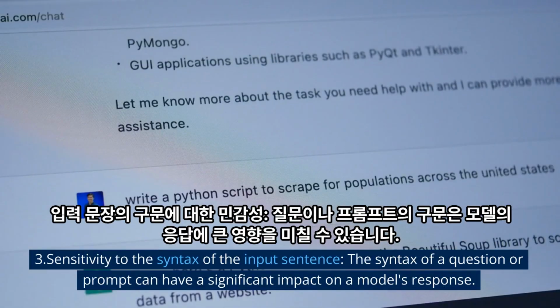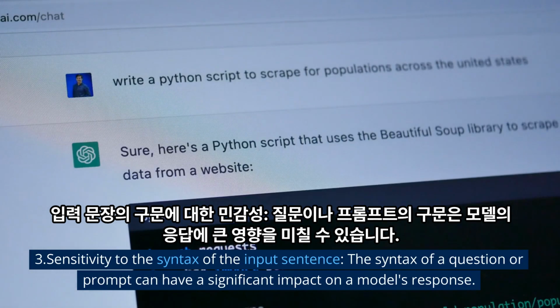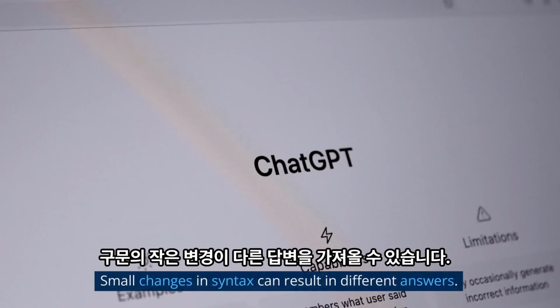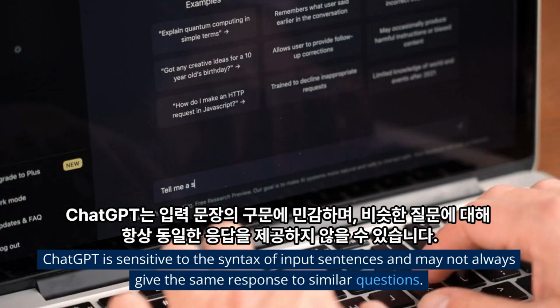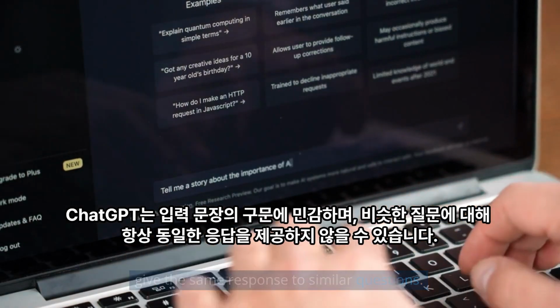3. Sensitivity to the syntax of the input sentence. The syntax of a question or prompt can have a significant impact on a model's response. Small changes in syntax can result in different answers. ChatGPT is sensitive to the syntax of input sentences and may not always give the same response to similar questions.